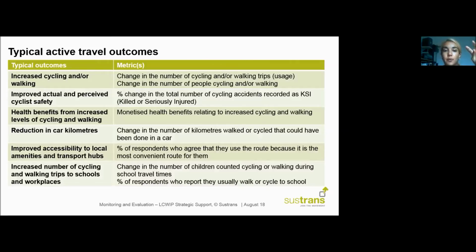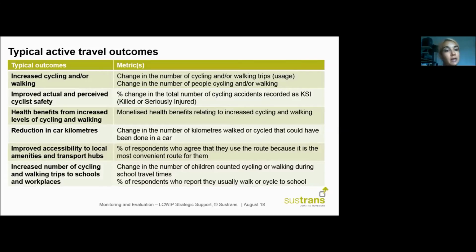We can see that each of these outcomes is phrased in terms of a change: an increase, an improvement, or a decrease. And the way that these outcomes are used to develop a monitoring and evaluation approach is that each outcome is directly linked to something that needs to be measured, so a metric.